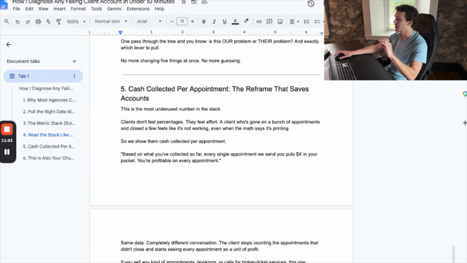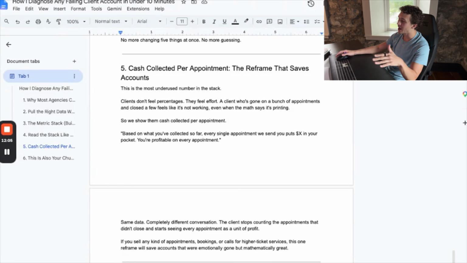Now the client stops counting the appointments that they didn't close and starts seeing every appointment as a unit of profit. Completely changes the way that they're seeing it. If you sell any kind of appointments, bookings, or calls for a higher ticket service, this one reframe will save accounts that were emotionally gone but mathematically great, because we had this happening with so many clients. I mean, we would have people that would make hundreds of thousands of dollars with us and still churn. We were like, what the hell? Where is the disconnect? What could we possibly be doing wrong?